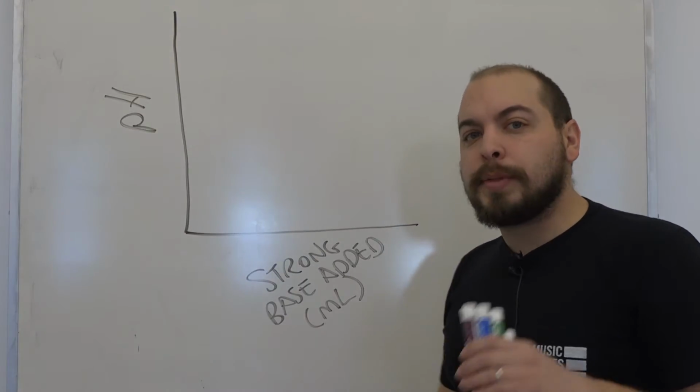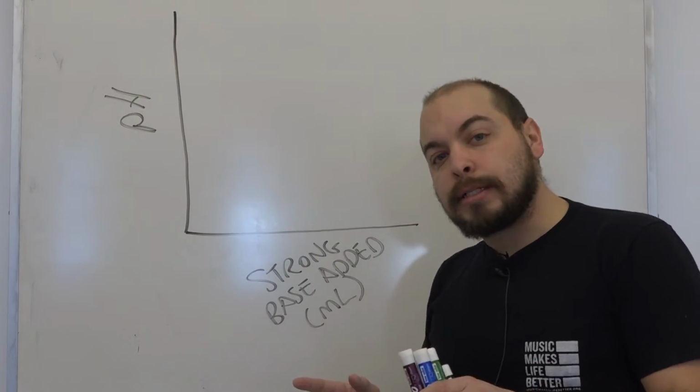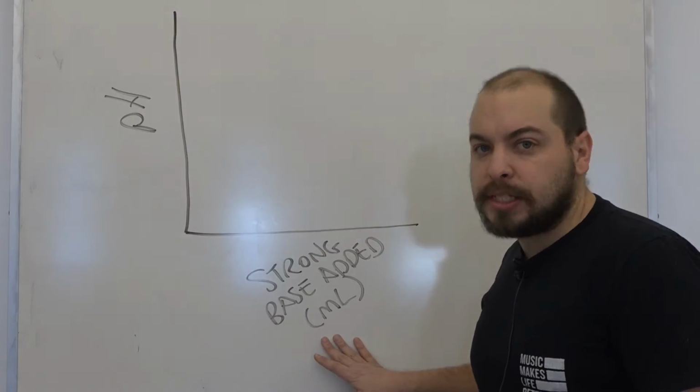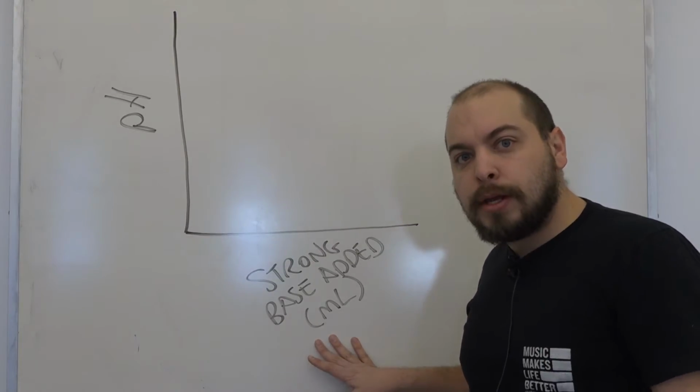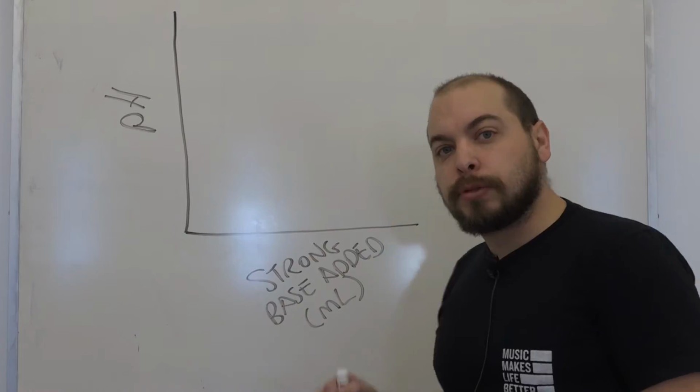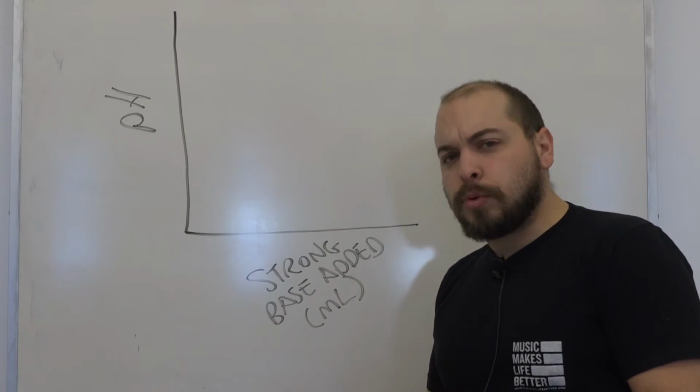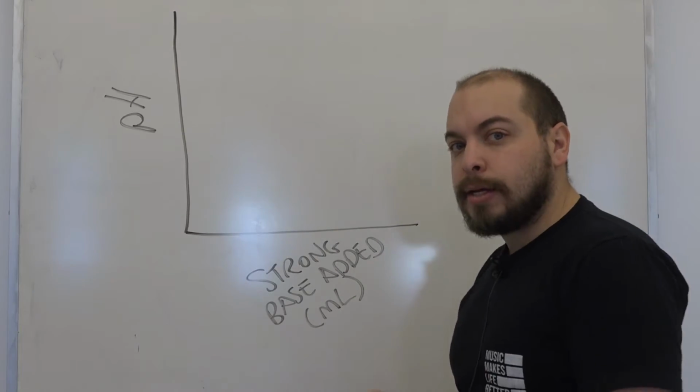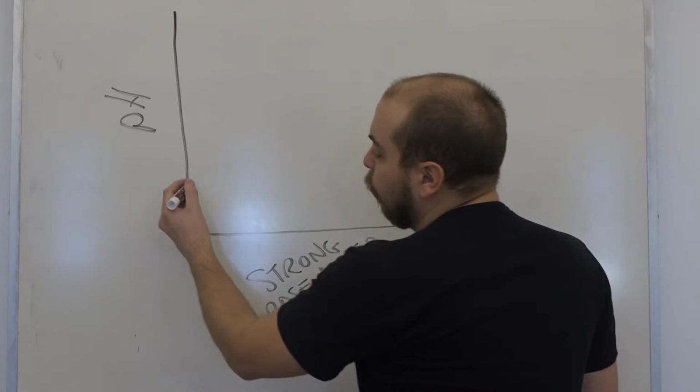In this case, we're going to be titrating a weak acid with a strong base. Let's say sodium hydroxide, for example. So if we start with a weak acid versus a strong base, we're initially going to see a dramatic increase in the pH right off the bat.